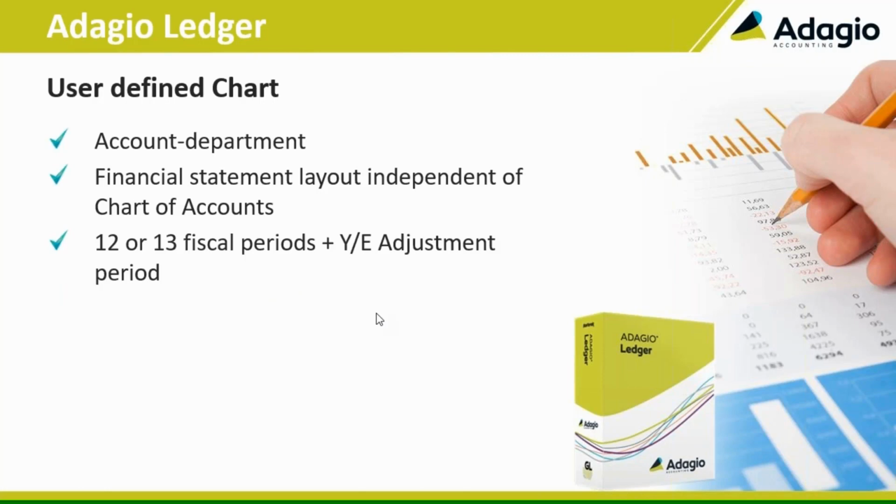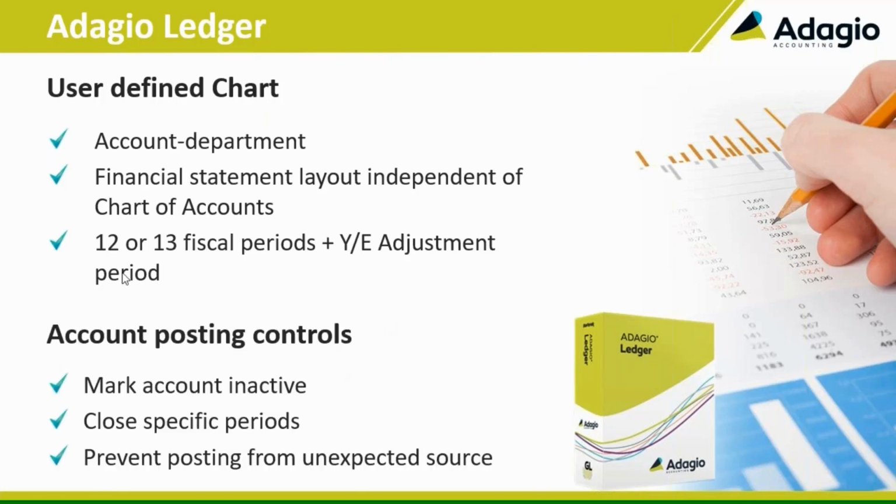That's a very special type of customized reporting solution in the financial statement presentation. I'm not going to talk about it at all today because today I want to concentrate on a tool that we have specifically designed to answer the how many and how much type of questions. But we support both 12 and 13 fiscal periods in the GL with a year-end adjustment period. And the financial statement layout is independent of the chart of accounts.